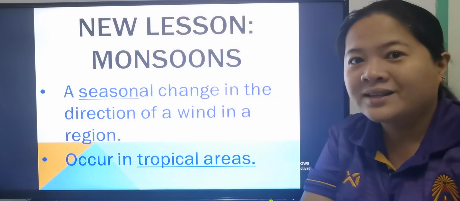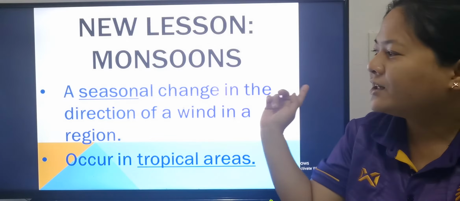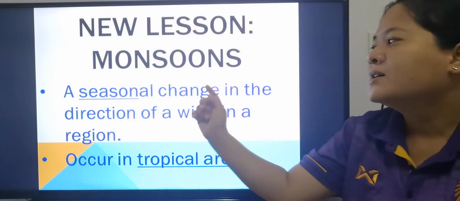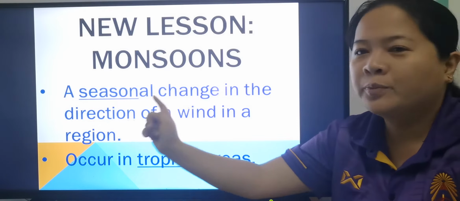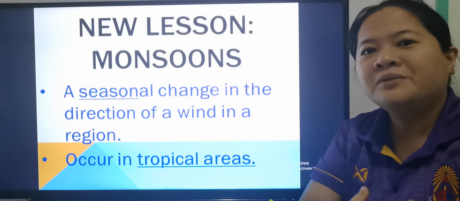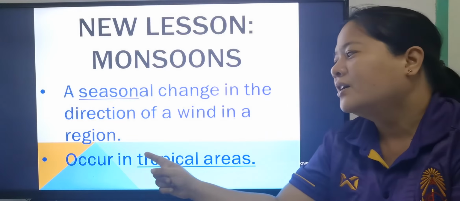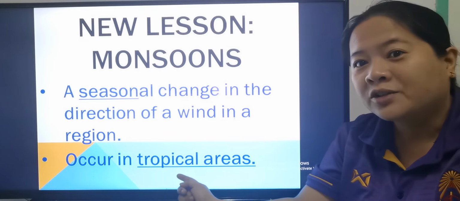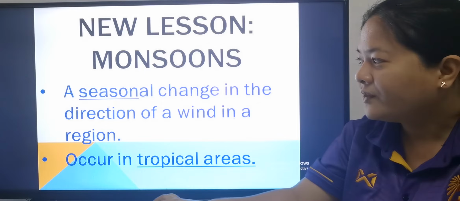So what is a monsoon? A monsoon is a seasonal change in the direction of a wind in a region. Seasonal change in the direction. I hope you're all familiar with all these words, but we have to study what we mean by season. And it is said that monsoons occur in tropical areas. So what do we mean by tropical areas? These are the things that we're going to study today.